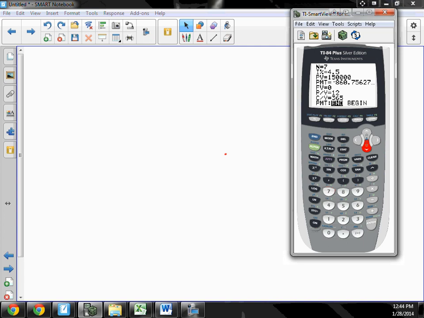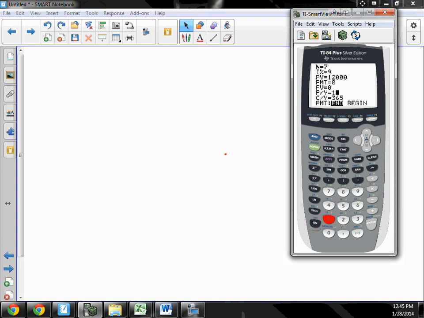Interest rate is 9. Present value, principal value, 12,000. How big are his payments? He doesn't make any, so 0. Future value is unknown. That's what we're going to solve for. How many payments per year did we decide? 1.